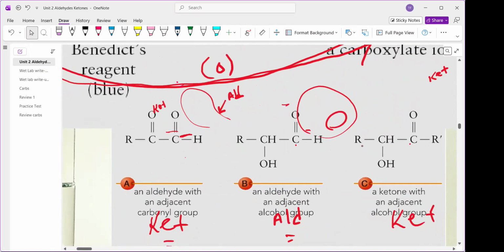If we have a dual ketone together with adjacent carbons, that will give a positive Benedict's test, even though it's a ketone. And the reason for that is there's an intermediate compound between these groups that is an aldehyde that ends up being oxidized. Same with if there's an adjacent hydroxyl group.